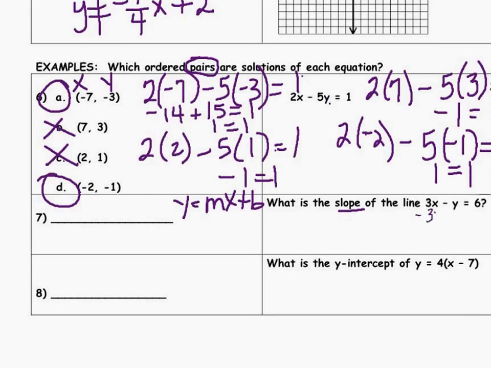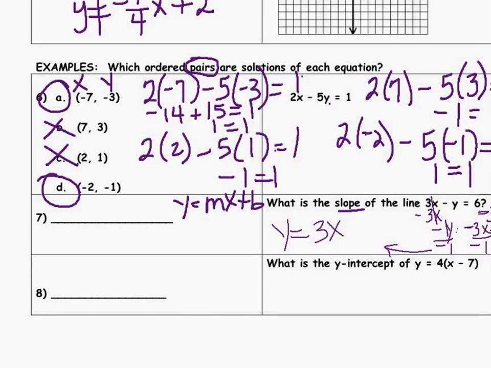So we're going to subtract 3x from both sides. That leaves me -y equals -3x plus 6. Now we're going to divide everything by a -1 all the way across. And I ran out of room, so I'm going to move over here. So my y is going to equal +3x, and notice a -3 divided by -1 would be positive. +6 divided by -1 would be -6.